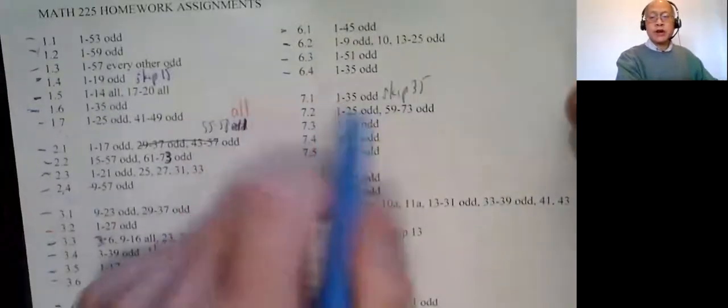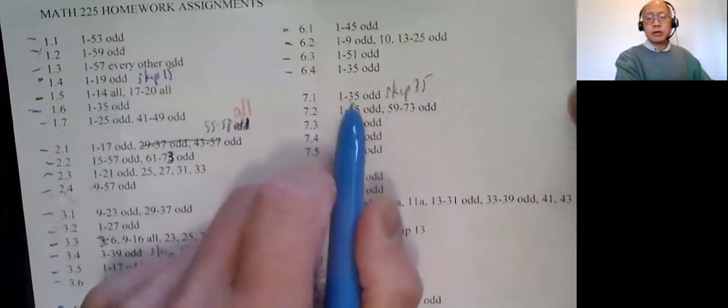I'm changing the assignment just a little bit in 7.1. It was originally 1 to 35 odd, skip 35. So the last one we're doing is 33.